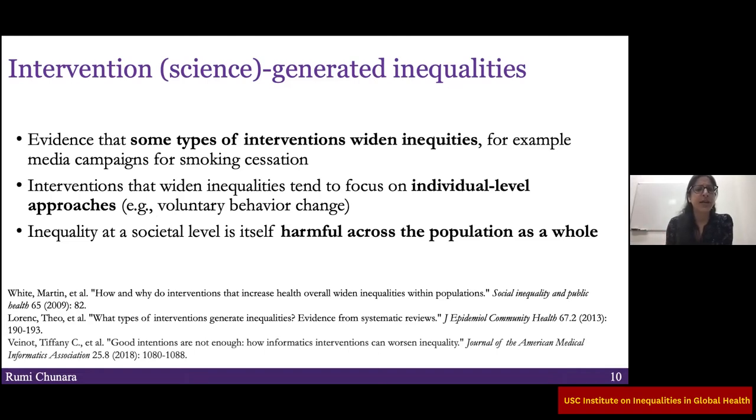Just to summarize in this slide, some types of interventions might widen inequalities, typically those that require the individual to leverage maybe resources they already have, time, money, effort, etc. Okay. And in general, inequality at a societal level is itself harmful across the population as a whole. And I'll talk about that more in a few slides, but it's just more motivation for us to, as we think about interventions or any kind of scientific inquiries, to always keep in mind that we have the possibility to actually augment inequalities.